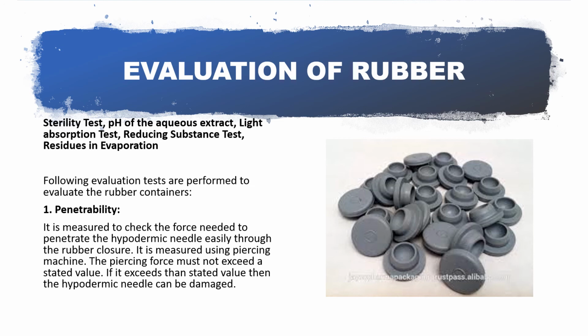Next, we move on to another packaging material, that is again rubber. Rubbers are the closure parts which are widely used as a packaging material in the pharma industry. When we talk about rubber, although there are a number of tests like sterility test, pH of the aqueous extract test, light absorption test, reducing substance test, and residues in evaporation, in this video we are going to discuss only the pharmacopoeial tests for rubber evaluation.